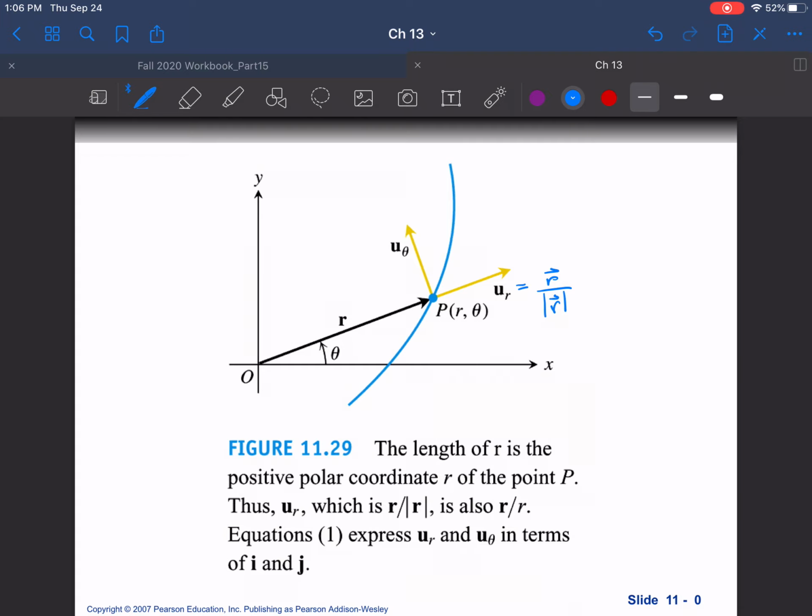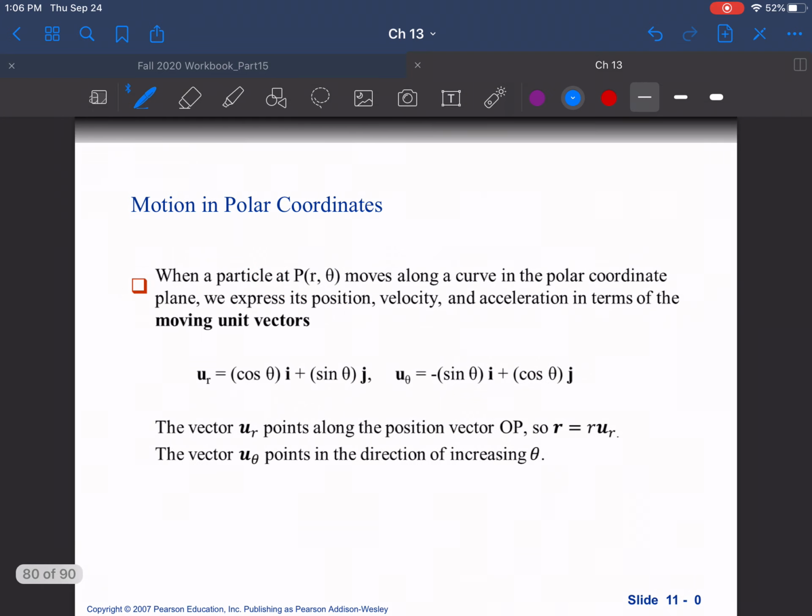And so let's go ahead and take a look at what we can do with this. When a particle at point P(r, theta) moves along a curve in the polar coordinate plane, we express its position, velocity, and acceleration in terms of the moving unit vectors. So these unit vectors we just came up with on the other page. The first one, u_r, is cosine theta in the i direction and sine theta in the j direction. Obviously that's going to get us pointed in the right direction. And then the other one is negative sine theta in the i direction and cosine theta in the j direction, which will point us in the direction that theta is increasing.